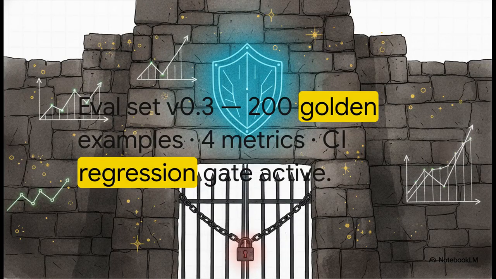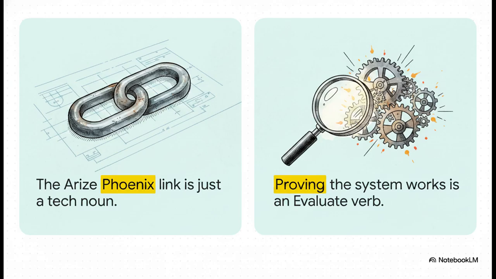Now compare that to an artifact from a project that actually succeeded. We've got an Arise Phoenix dashboard link here. It's got 200 golden examples, 4 specific metrics, and an active continuous integration regression gate. This right here, this is the holy grail. It's a canonical artifact that actively prevents a prototype from regressing silently in the background. See, the noun here is just the link itself. But the verb, it's actively proving the system works and gatekeeping regressions. The complete lack of this exact evaluate stage artifact is precisely why Cardinal Polymer's AI model was quietly put in the grave by the operators. They totally skipped evaluate just because their demo looked fine.